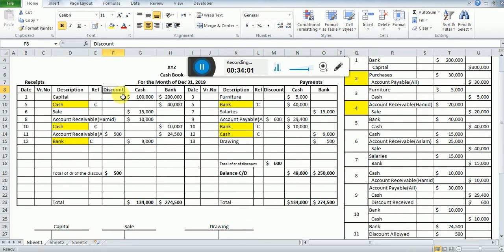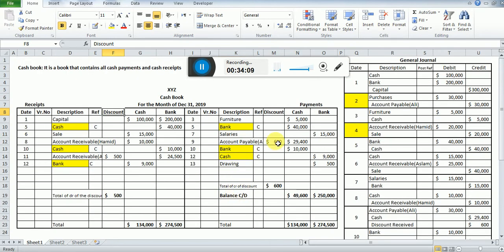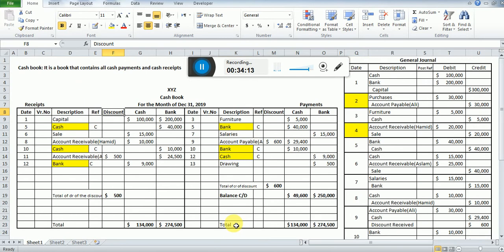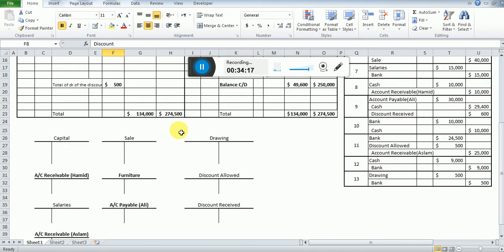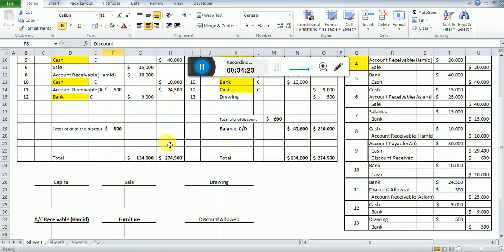So this debit discount, right here, you have to create an account for that as a discount allowed, and for this column you have to create an account as a discount received. And for the only two accounts, cash and bank, you need not make any account. So dear students, now all the values we have in the cash book, we have to transfer into their respective ledger accounts.